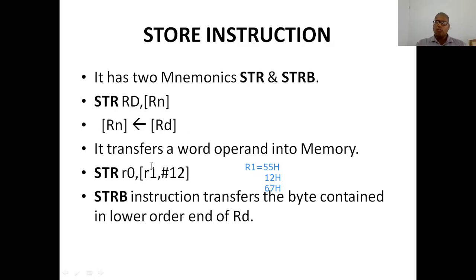We have one more operation called STRB. STRB means store a byte. The instruction transfers the byte contained in the lower order end of Rd. That means whenever I write STRB, it will not completely transfer the value present in Rd into Rn, but it will transfer only one byte of Rd. As we have discussed previously, what is the size of the registers here?